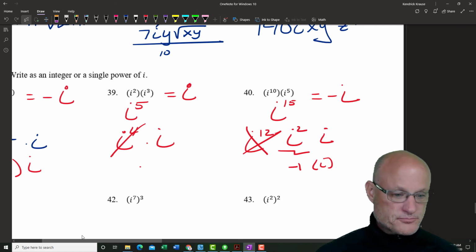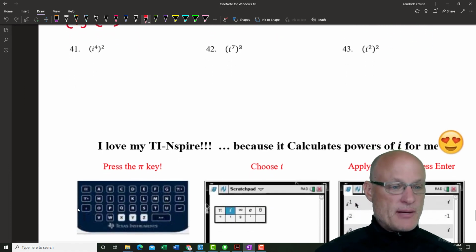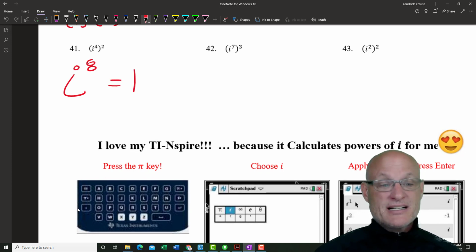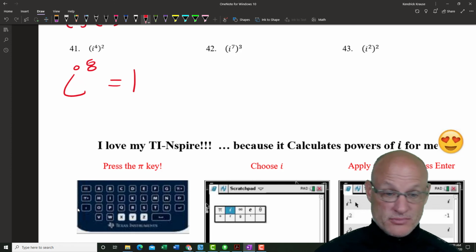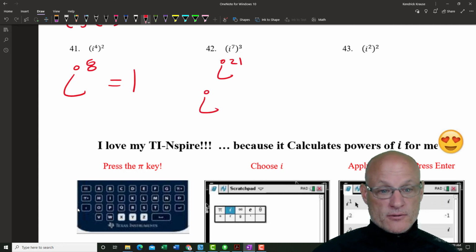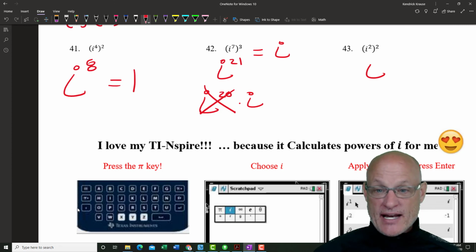3 more. Now, exponents raised to exponents, you just multiply them. So this becomes i to the 8th. Well, isn't that a multiple of 4? Sure. So this is just 1. Because i to the 4th is 1. So that's easy. This is i to the 21st. So I'm going to rewrite that as a multiple of 4, which is 20, times whatever is left over, which is i. This is just 1. So this just becomes i. And this is just i to the 4th, which is just 1.